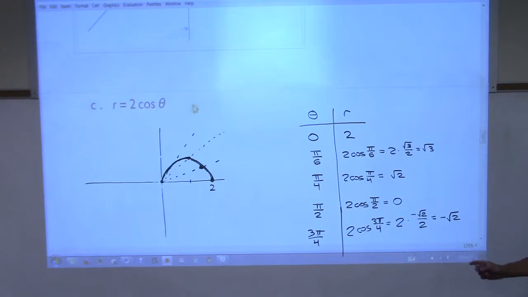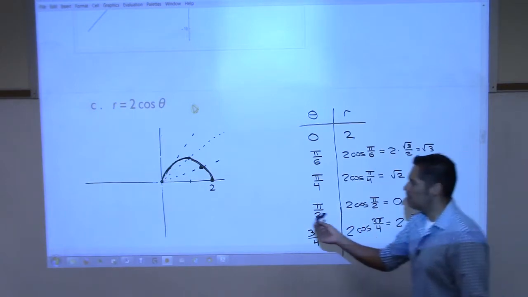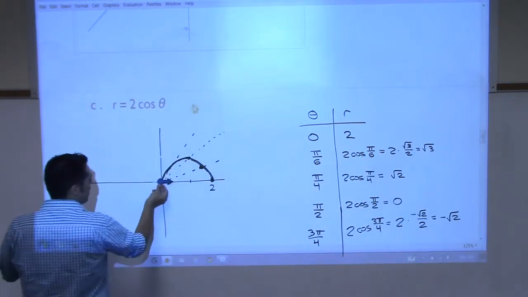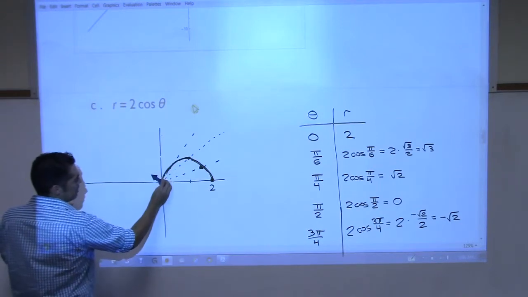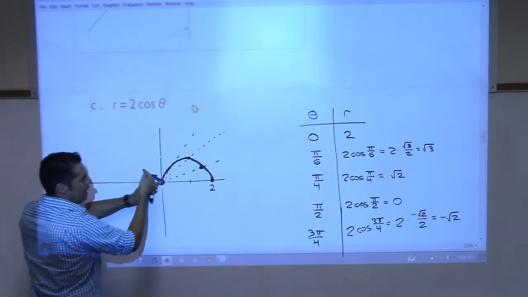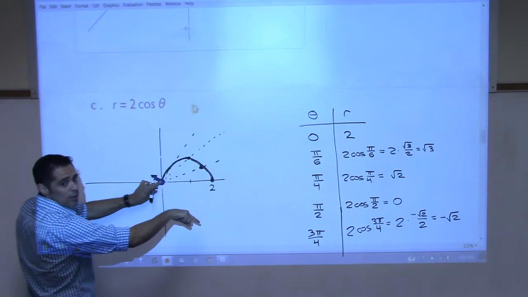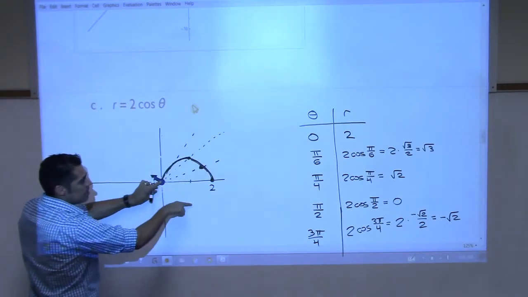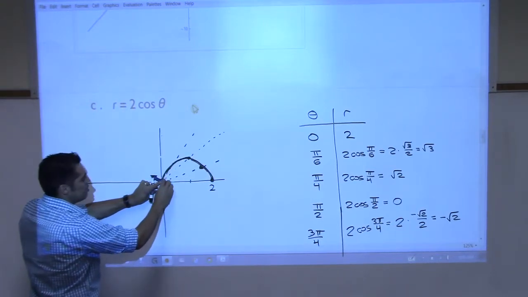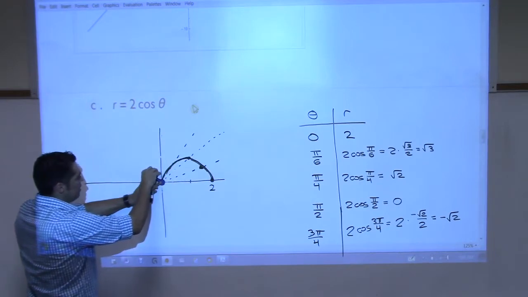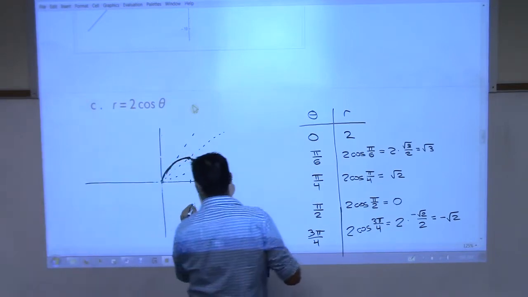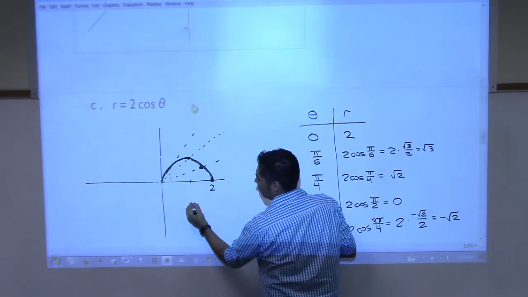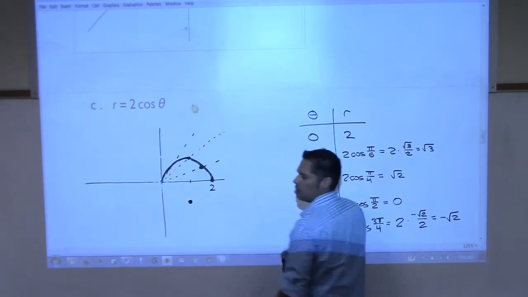You're getting a negative radius. So what that means is we're going to point at 3 pi over 4, so we're going to point this way, but we're going to walk out negative. We're actually going to walk backwards. We're going to go backwards root 2, and that would put us somewhere down here. Oh, no, it's about right there. Okay?